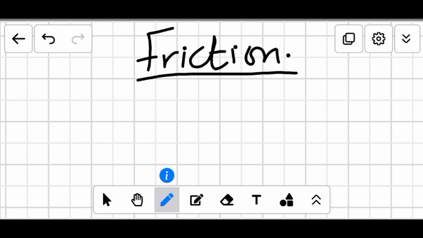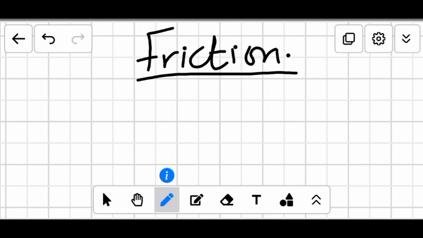Friction only acts on rough surfaces. So when a surface is frictionless, that means the surface is smooth, so there is no friction or a low coefficient of friction.